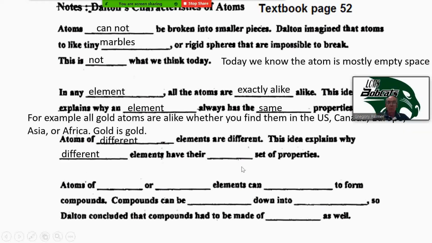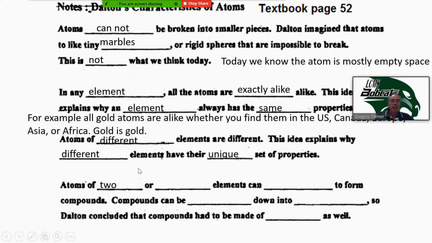So this idea explained why different elements have unique sets of properties. So for example, iron, as we said, has its properties, and gold is shiny and it's malleable. You can bend it into shape easily. It has its own unique set of properties, and those properties are different, for example, than iron.